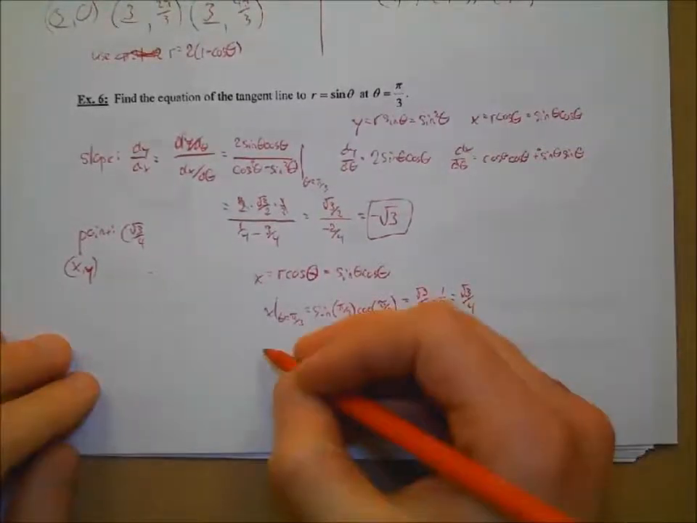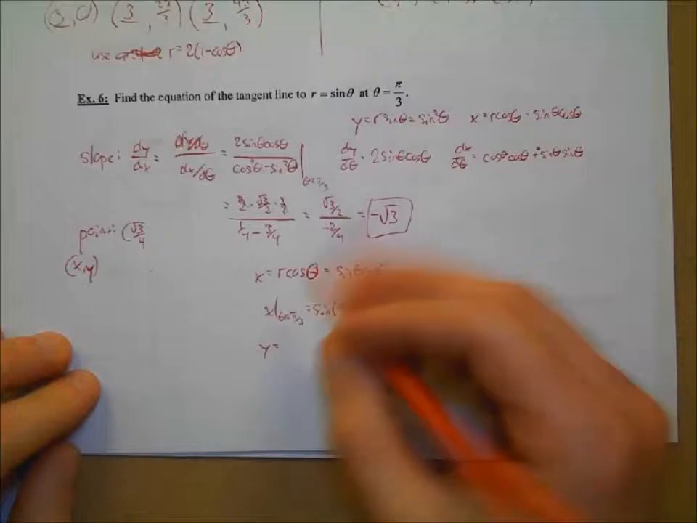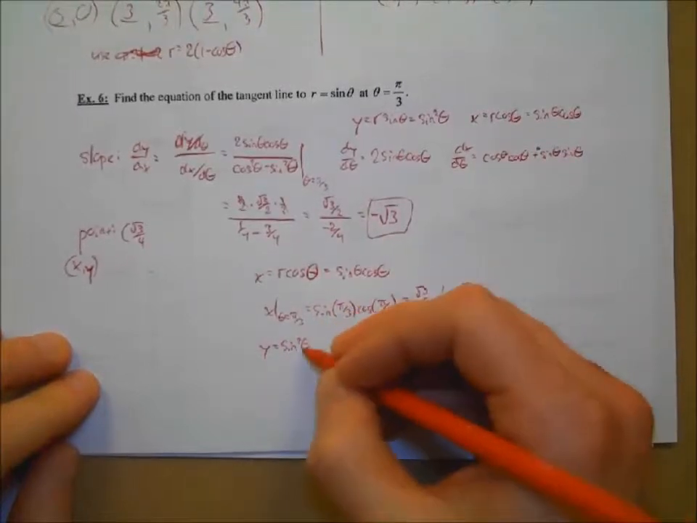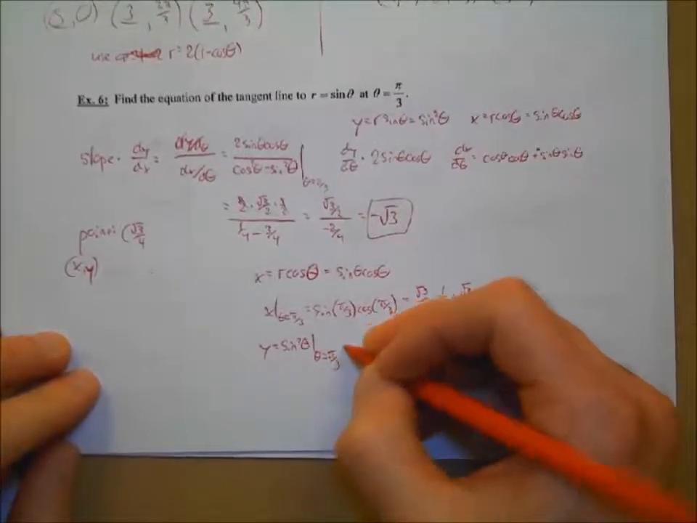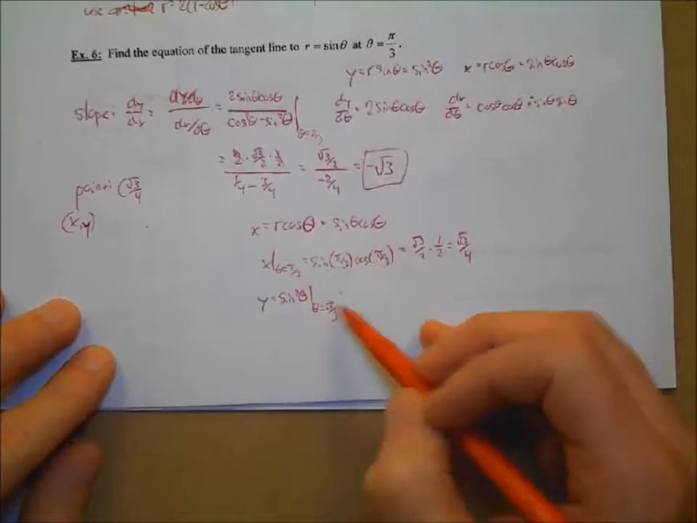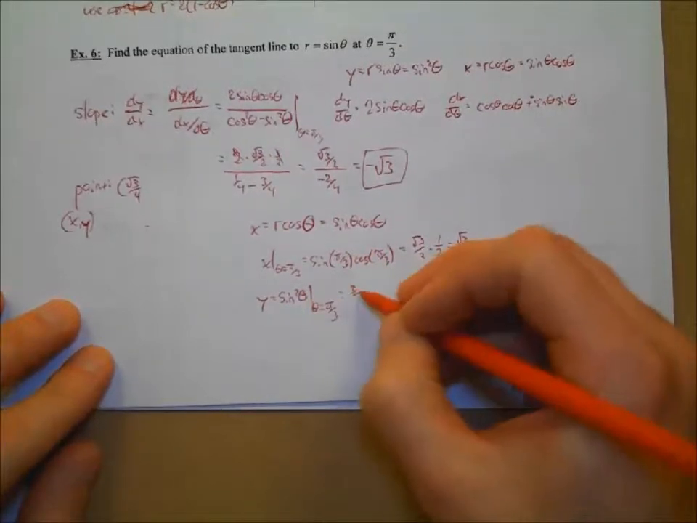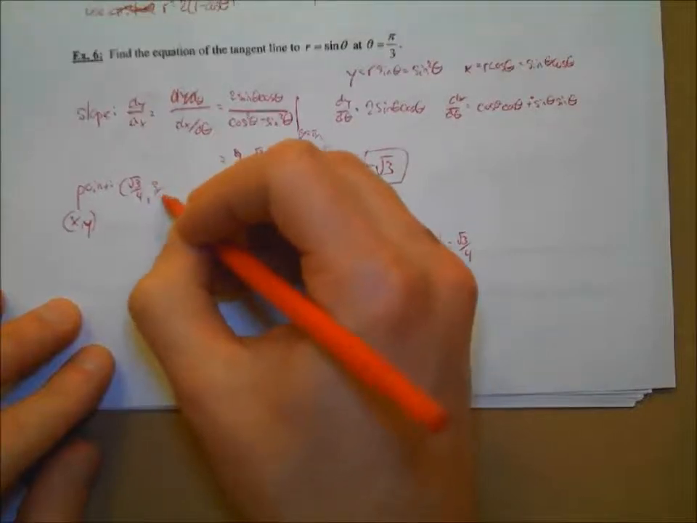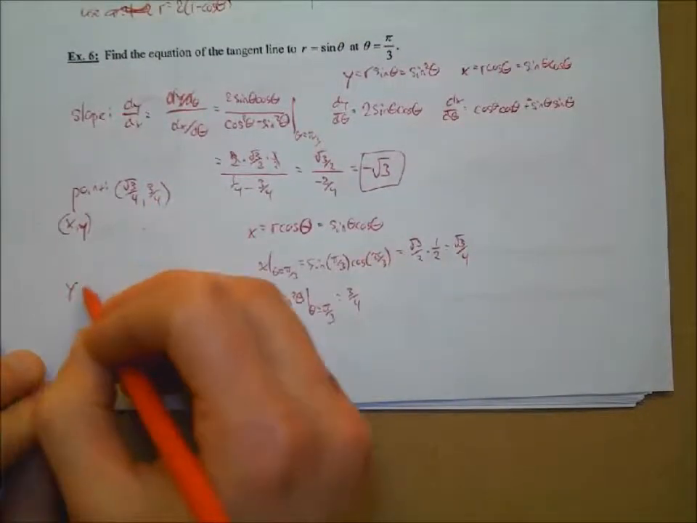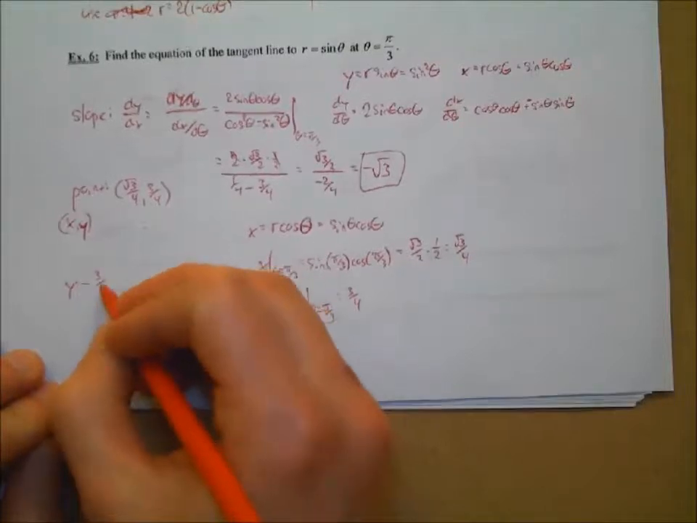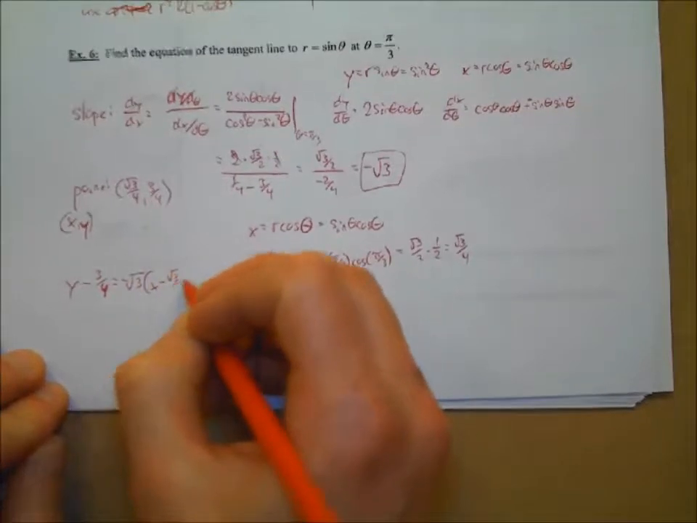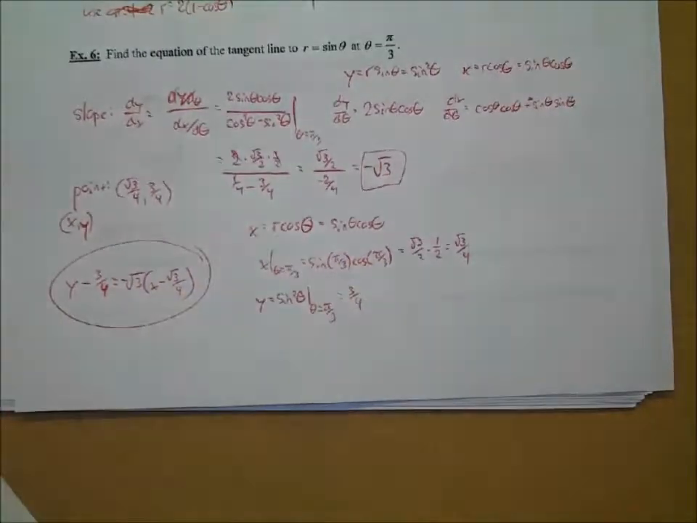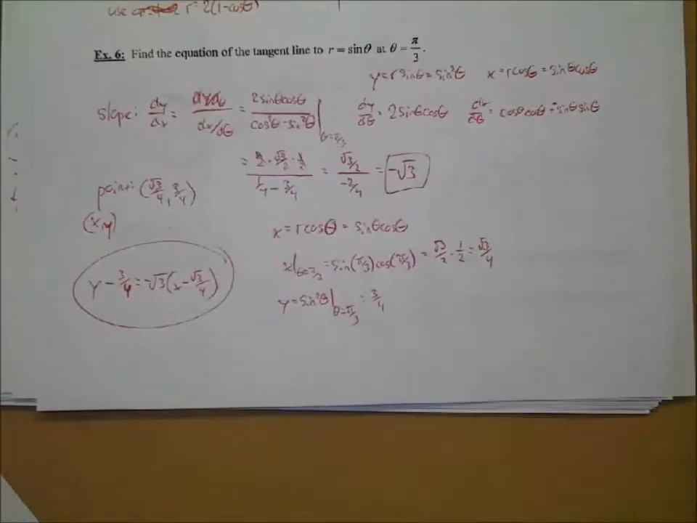And we'll do the same thing for y. Y is equal to, I'll just go ahead and use the sine squared of theta that we know. Okay, and again, evaluate that at theta equals pi over 3. So sine of pi over 3 is root 3 over 2, but squared will be 3/4. So our answer is y minus 3/4 equals negative root 3 times x minus root 3 over 4. Nailed it. Okay, got it there. With plenty of time left.